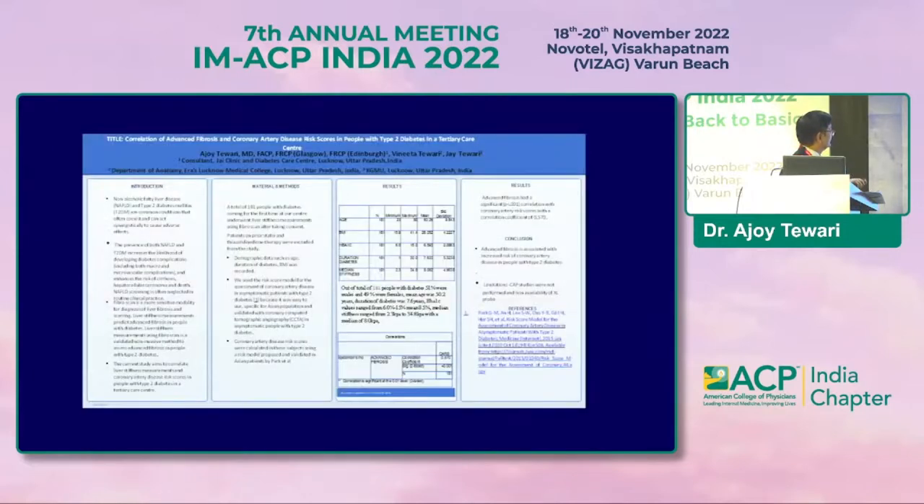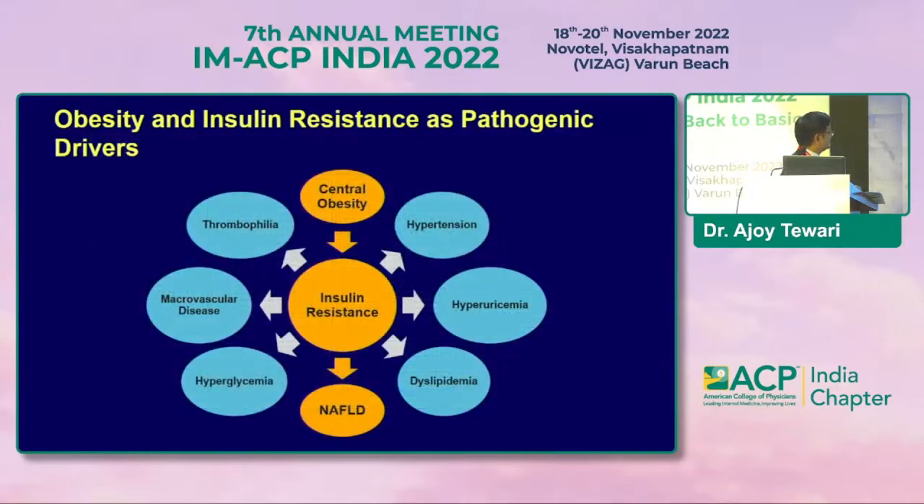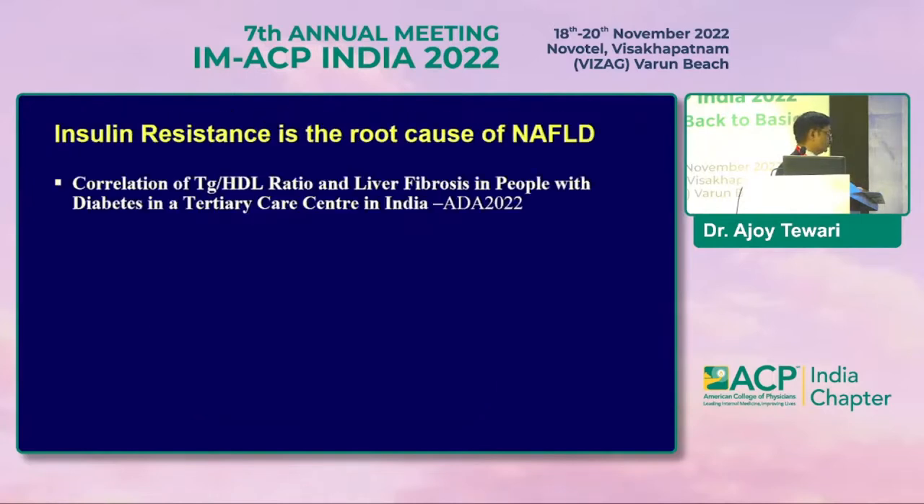So this was what we presented at US Endo: the correlation of advanced fibrosis and coronary artery disease risk scores in people with type 2 diabetes. This was the poster there, and there we found that NAFLD advanced fibrosis was associated with increased risk of coronary artery disease. Then obesity and insulin resistance are pathogenic drivers. Central obesity and insulin resistance lead to NAFLD.